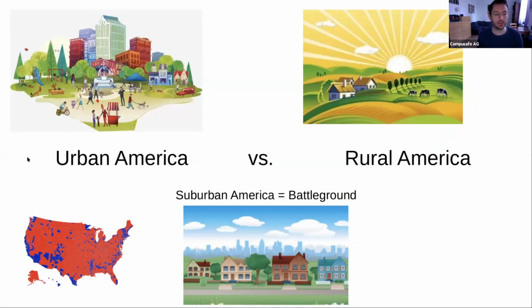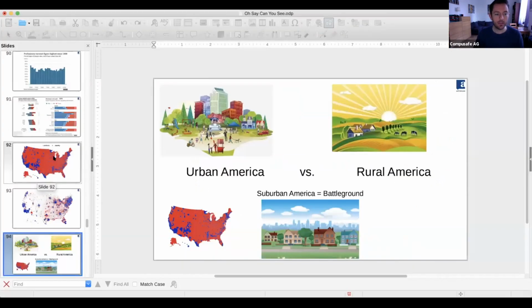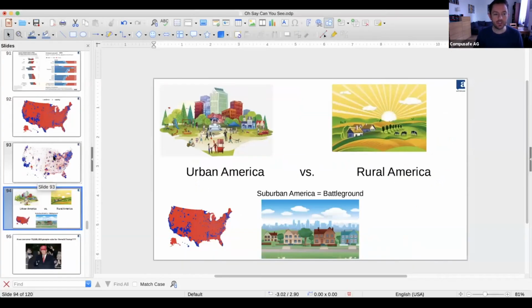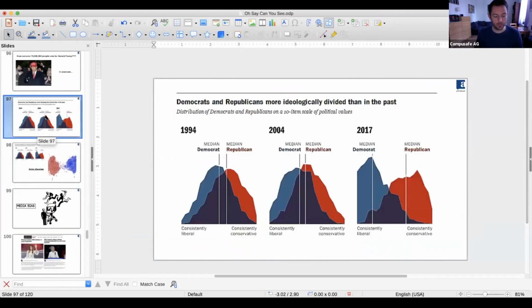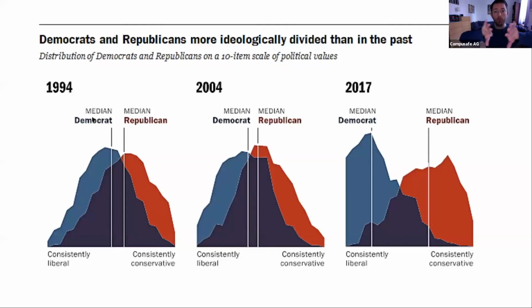So it's something like urban America versus rural America. Urban America tends to vote for the Democrats, rural America for the Republicans, and then the suburban America is the battleground. So now there are a lot of complications here. One of the big problems that we have right now is that these two parties are becoming more and more divided than in the past.